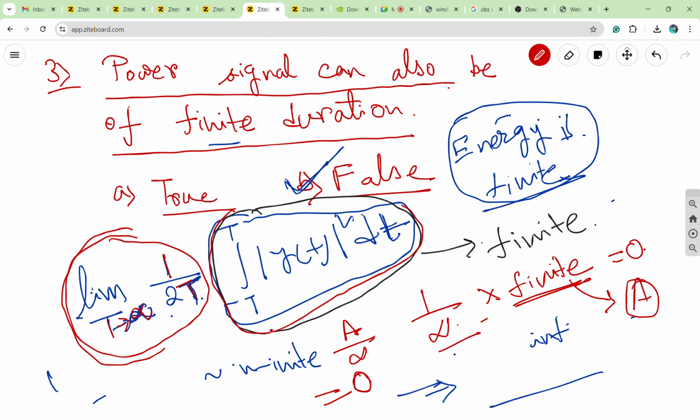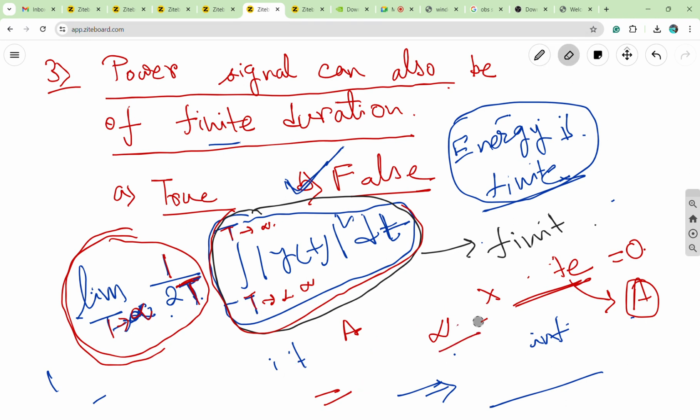Okay, sir. So basically, if we had to calculate the energy, this will be minus infinite and this will be infinite. But as we are calculating the power, we are dividing within a particular time, and that's why we are changing the limit to T2 minus T. Or you can think of it also like that.